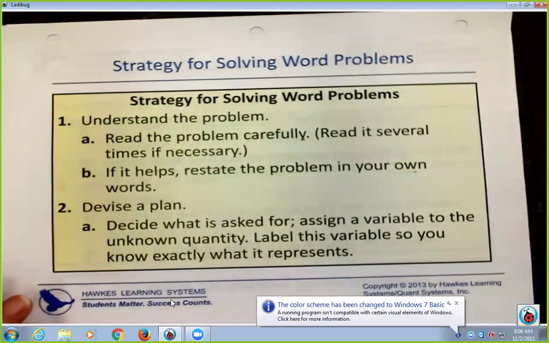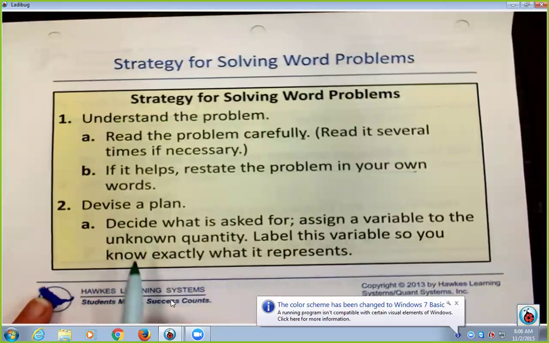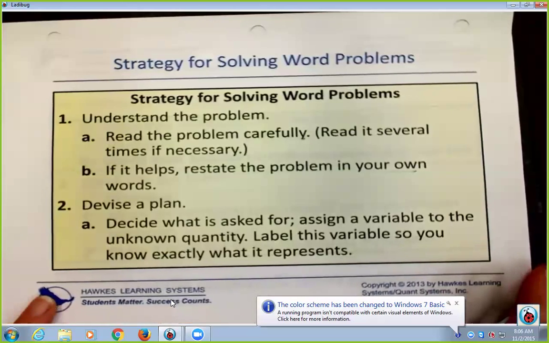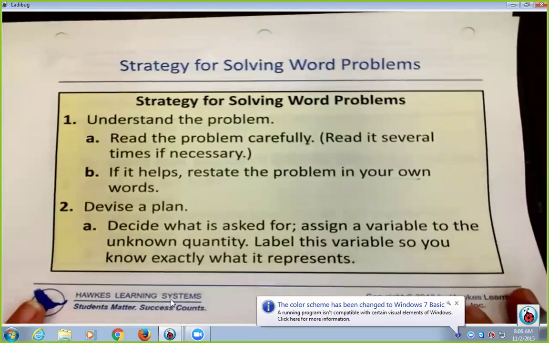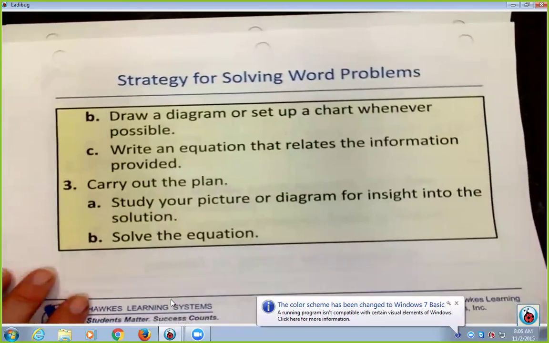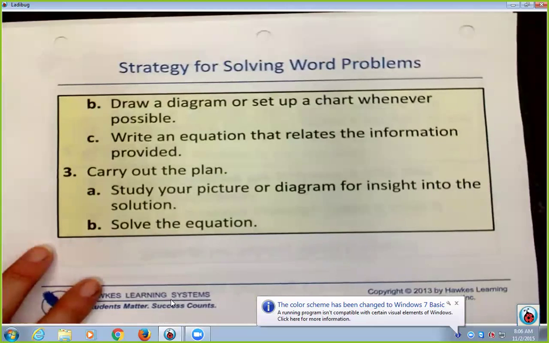We're going to come up with a plan. And remember, all of these story problems have to end up being a quadratic equation. So if you're solving them and you do not have any x squared in your problem, you did something wrong. So devise a plan, and sometimes that means assigning a variable to an unknown quantity and labeling this variable so you know exactly what it represents. We might still end up using x's to represent some of these as we go through those. And then the next phase is we need to maybe draw a diagram and set up a chart whenever possible.